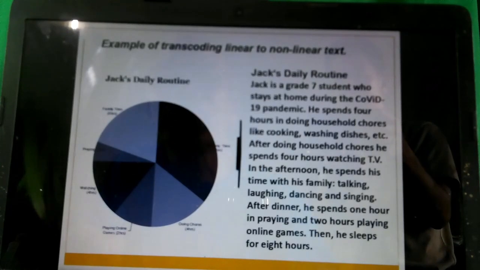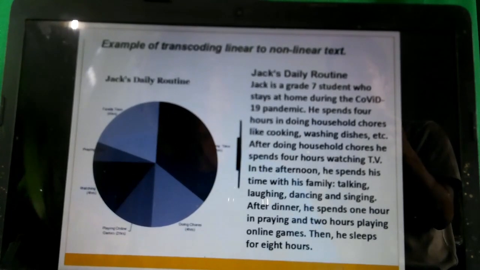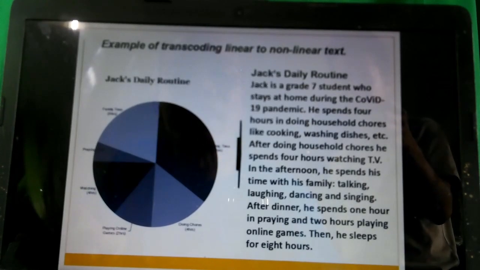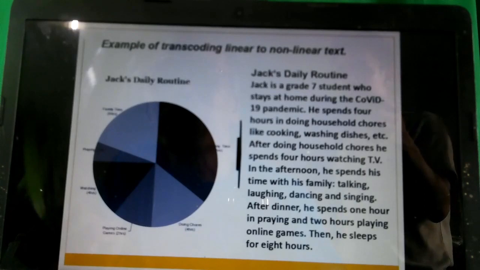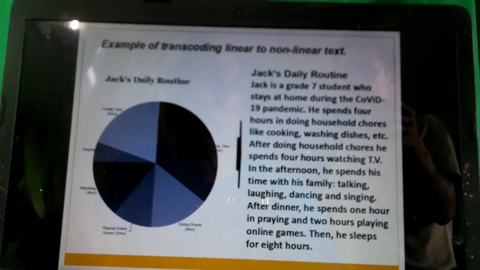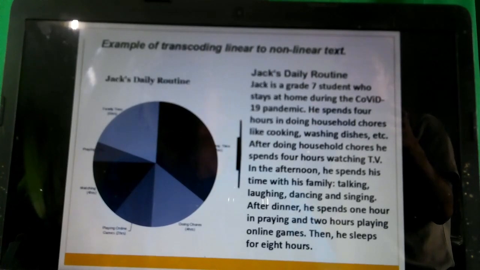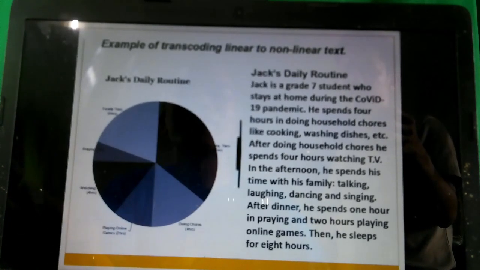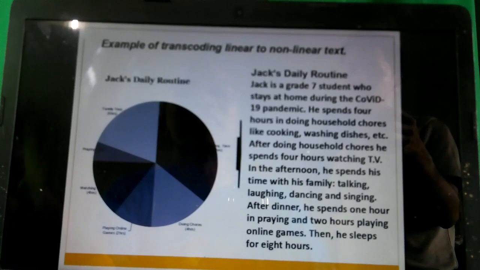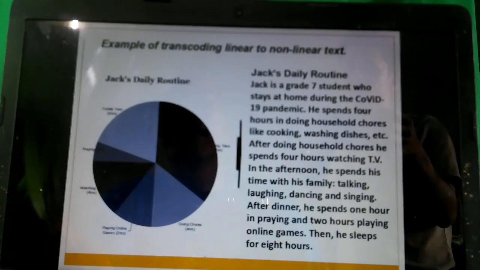And you have there the percentage. The family time is 5 hours. Sleeping time is 8 hours. Praying time is 1 hour. Watching time is 4 hours. Playing online games is 2 hours. And doing chores is 4 hours. So, on one side is what? The non-linear text. On the other side, on my right, is the linear text.